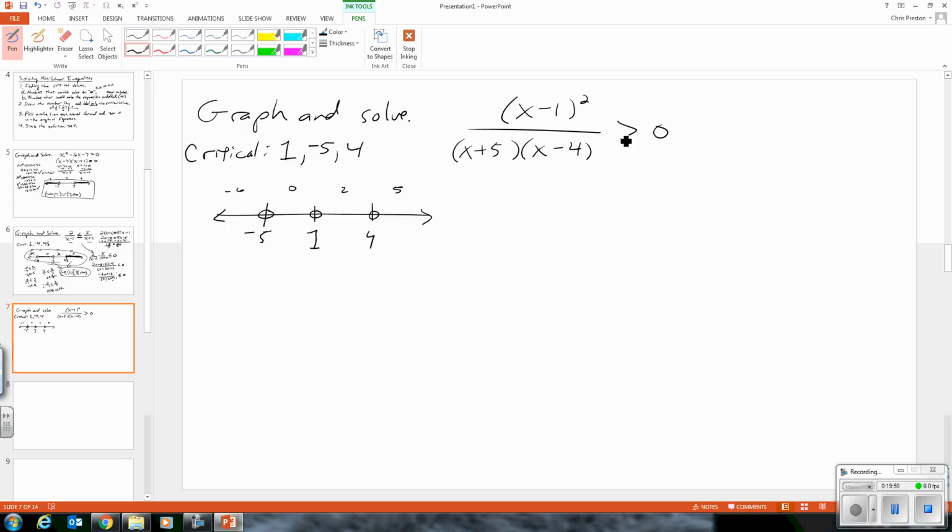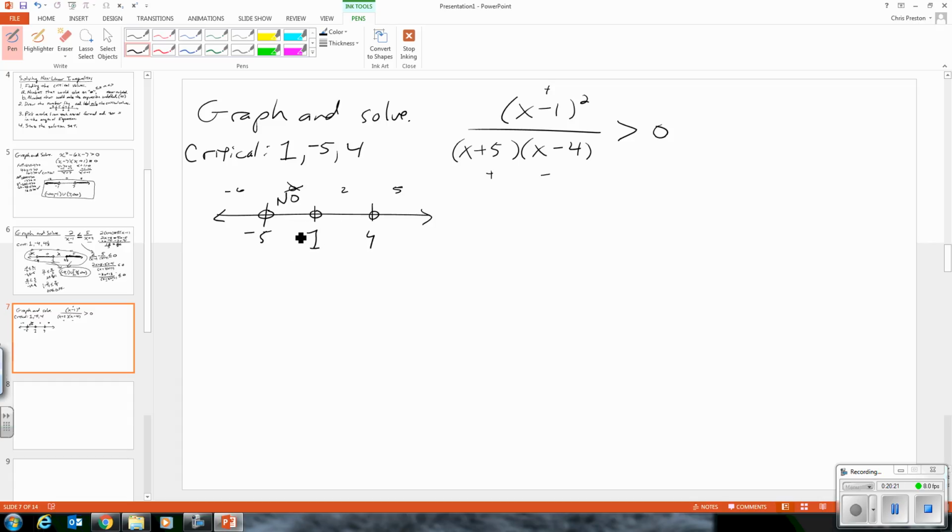And so, all I want to know is, does this left-hand side come out to be positive, greater than 0? So if I put 0 in there, this is going to be 0 minus 1 is negative 1 squared. Negative squared is a positive. 0 plus 5 is a positive, and 0 minus 4 is a negative. So you got a positive divided by a positive divided by a negative. So that answer is negative. Is it greater than 0? No. That area didn't work.